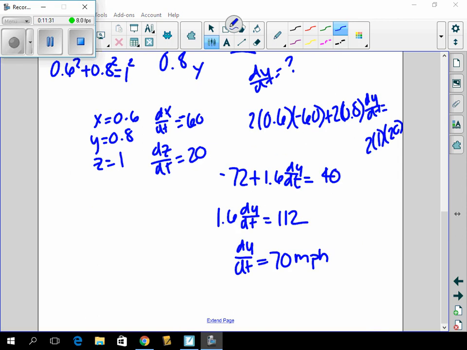And so again, I kind of went forward and just did some of the algebra on my own, but we get negative 72 plus 1.6 dy dt equals 40. And so I move that 72 over, I divide both sides by 1.6, and we should get that dy dt is 70 miles per hour.